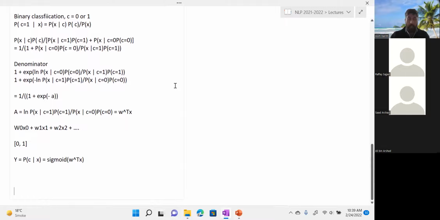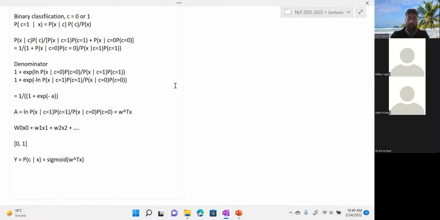Okay, so now we have this function here that I've written. This is essentially the model for the binary logistic regression classifier. The output is y, which is an estimate for the posterior probability of c equal to 1, given the document, which is represented as x, the feature set x.